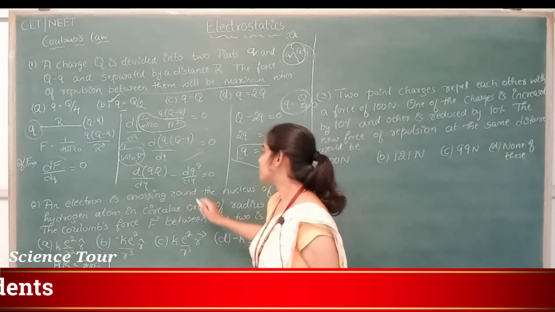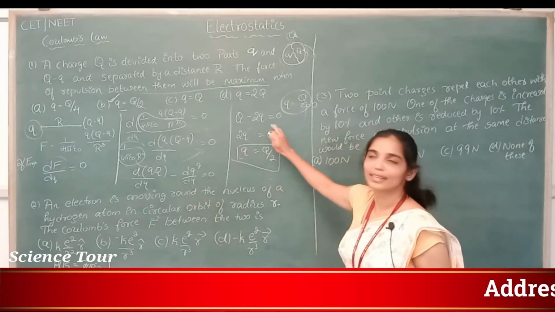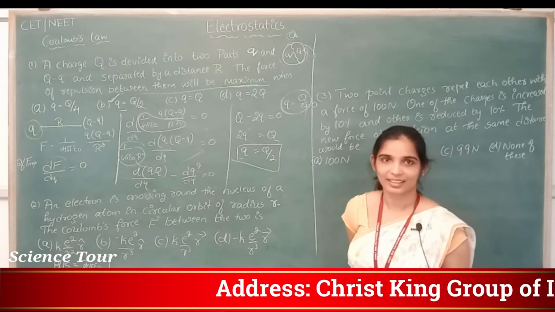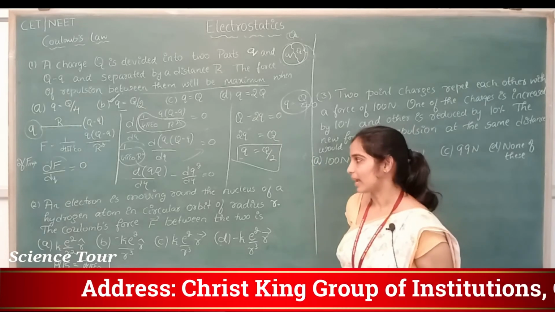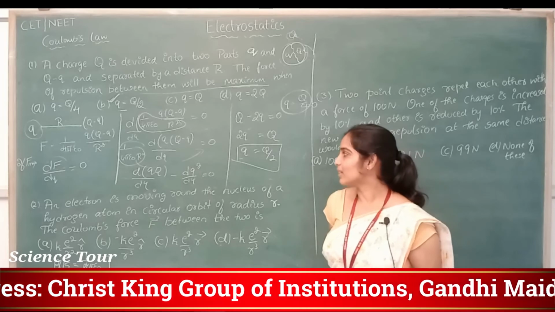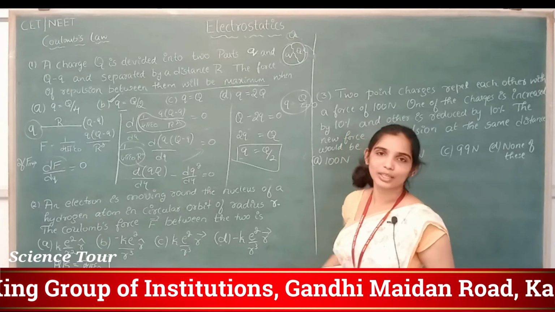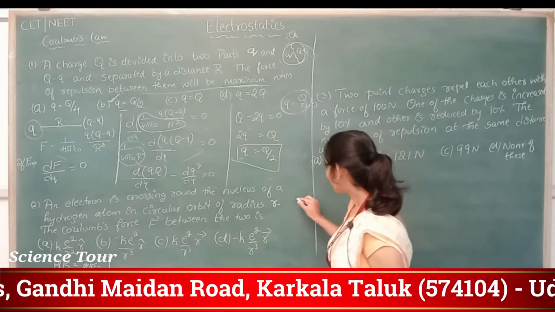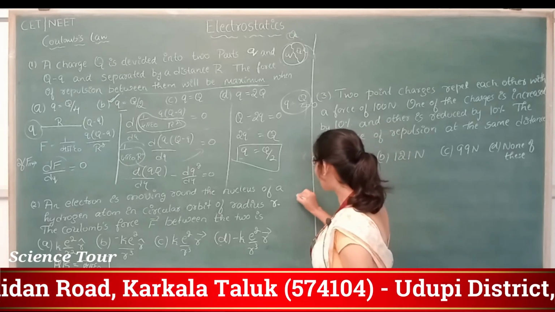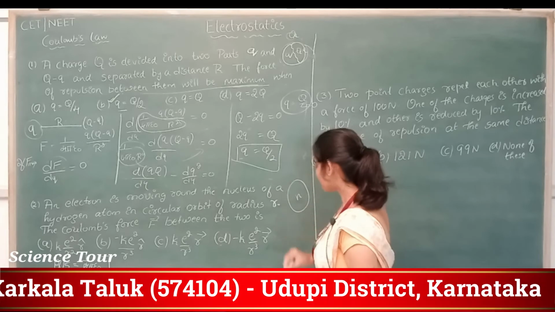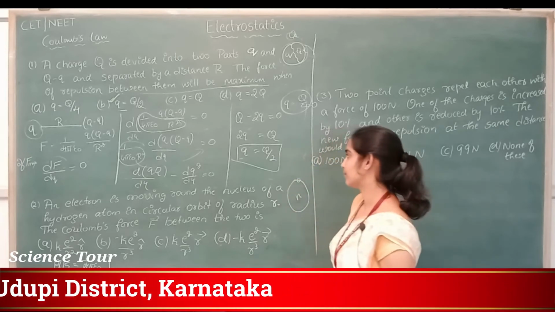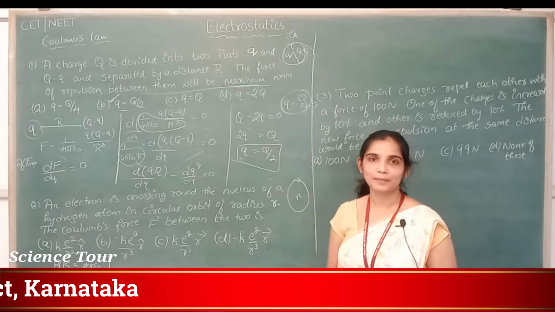If you apply logical thinking here, it doesn't require more than 2-3 seconds. Correct? Okay. Next, question number 2. An electron is moving round the nucleus. Electron is a negatively charged particle. So here is a nucleus and the electron is moving round the nucleus of a hydrogen atom.